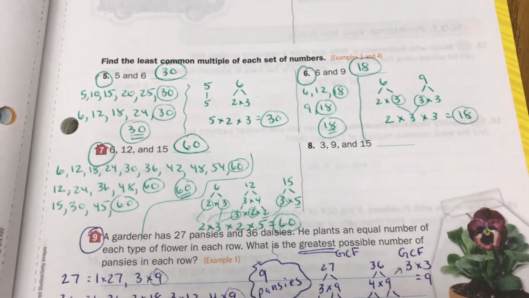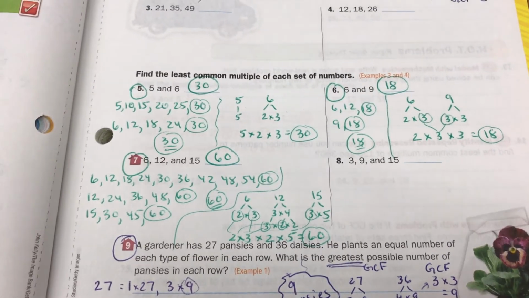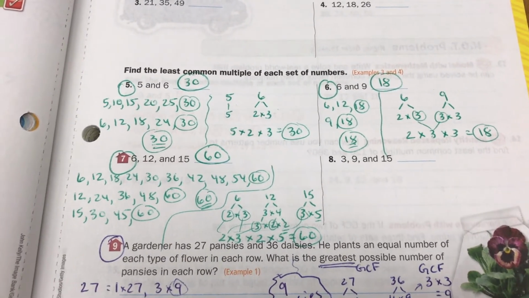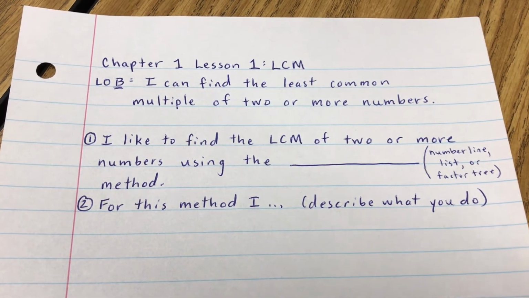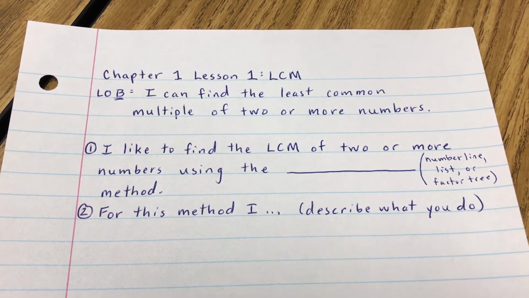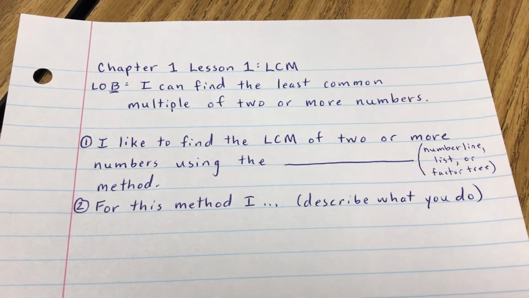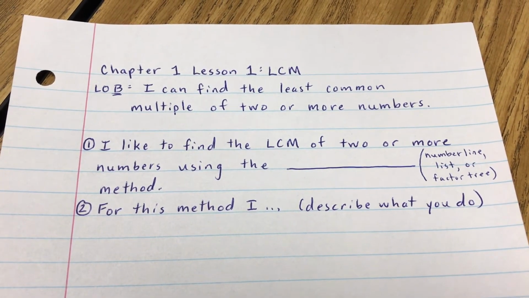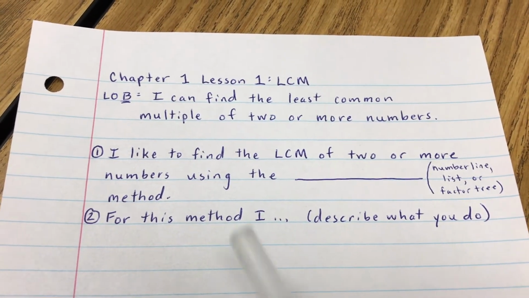All right, so we need to check the independent practice off your to-do list, and we're going to be moving into the reflection next. Again, check in with partner or teacher if you have questions on these. So this reflection, again, is supposed to be kind of like a little test to see where you're at after all of the lesson and guided practice and independent practice. Try not to use your book. It's set up very similar to the first reflection. So I can find the least common multiple of 2 or more numbers.